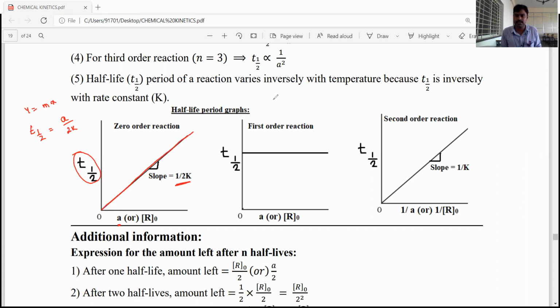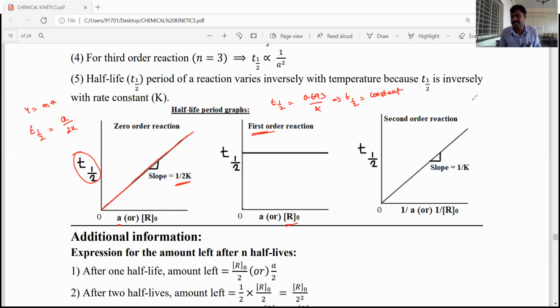And for first order reaction, T half is equal to 0.693 by k. So T half is independent of initial concentration; it is constant. It does not depend on the initial concentration of reactants. That's why the graph of half-life period with respect to initial concentration is a line parallel to the x-axis, the initial concentration of reactant. This graph indicates the first order reaction.